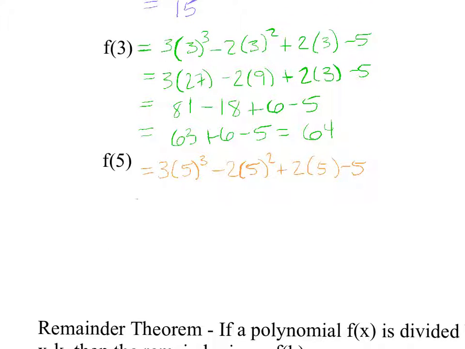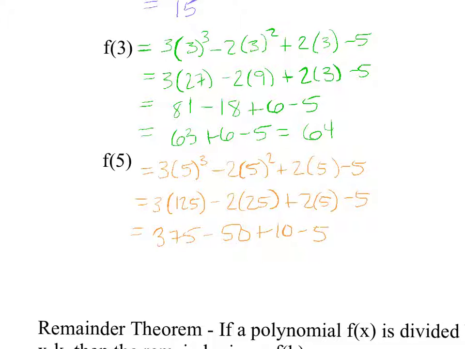Work this out, exponents first. So we have 3 times 125 minus 2 times 25 plus 2 times 5 minus 5. Then I do my multiplying. 3 times 125 would be 375 minus 50 plus 10 minus 5. 375 minus 50 would be 325, 335, 330. All right, so I know that wasn't the most exciting thing, but it was kind of necessary.